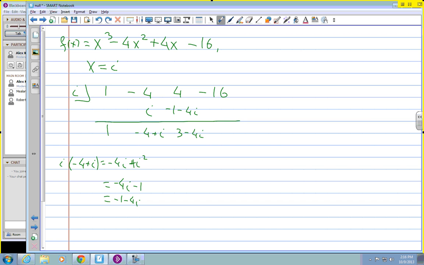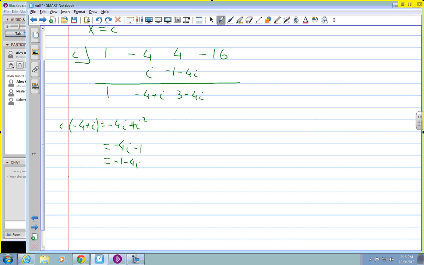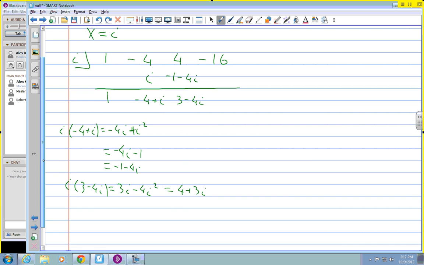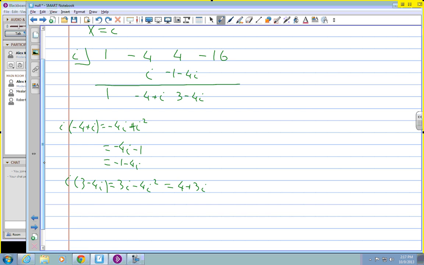So multiply again. So i times 3 minus 4i, we'll get 3i minus 4i squared, right? So it's 4 plus 3i. Right? Because i squared is negative 1, makes negative 4 positive 4.